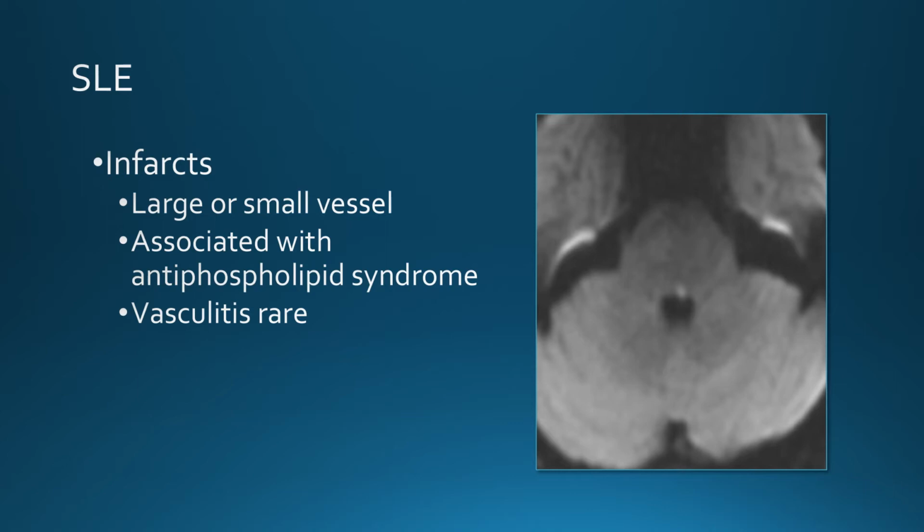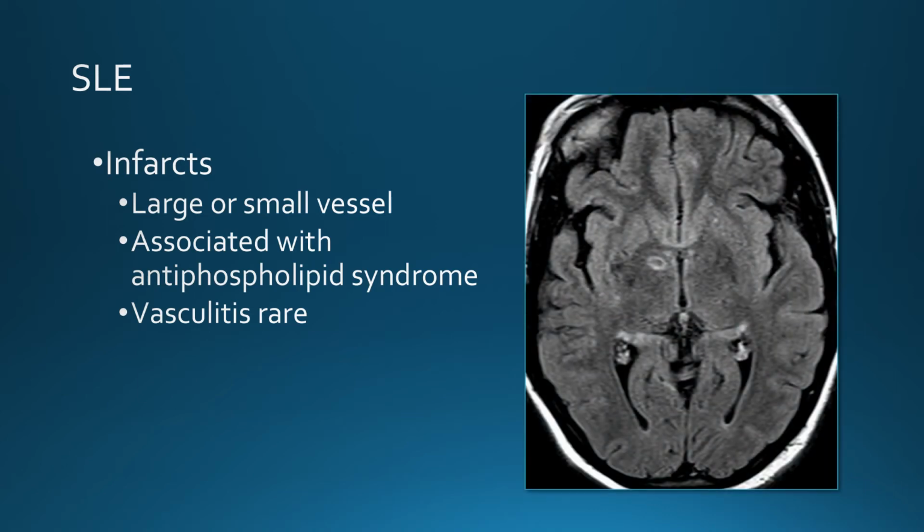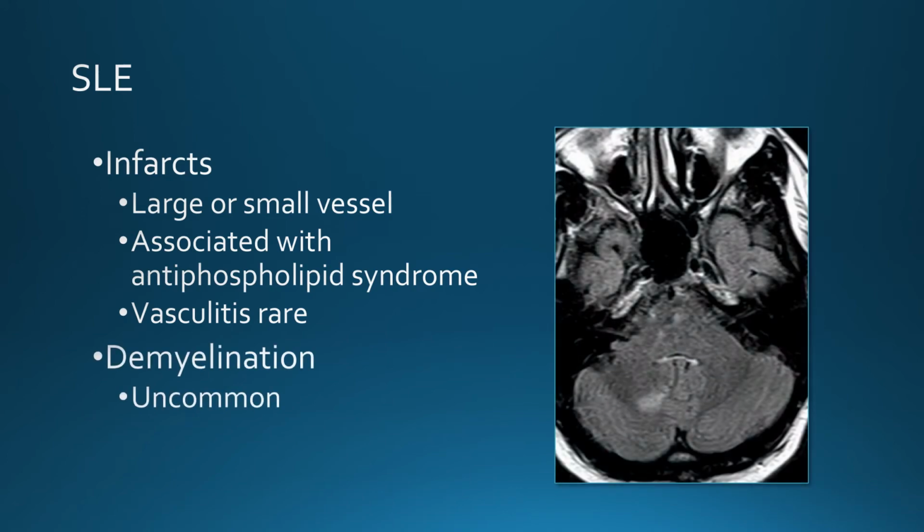Most of the infarcts that we see with lupus are due to the clotting problems. So they're mostly related to the hypercoagulability. Vasculitis would be an uncommon cause. Again, we show these infarcts, both acute and chronic infarcts. In this case, we had mostly small vessel type infarcts. Rarely you can get areas of demyelination with lupus, but again, this is quite unusual. So most of the lesions we see in lupus are infarcts.